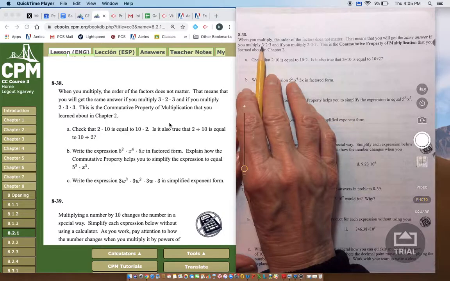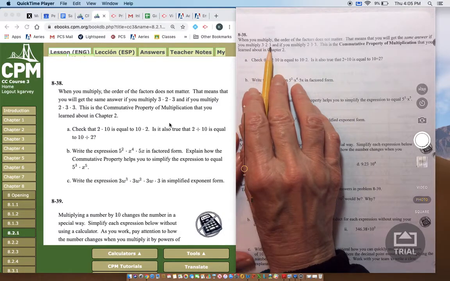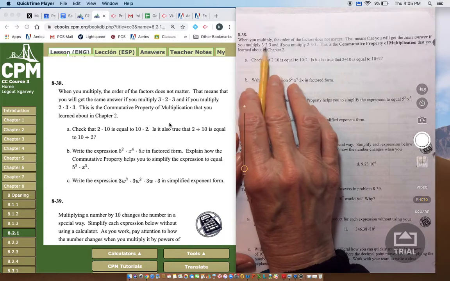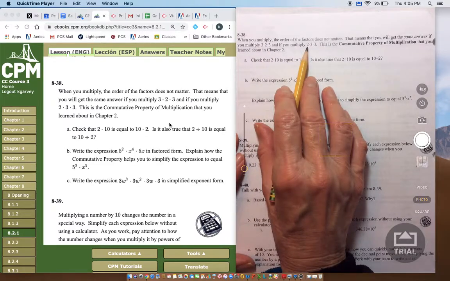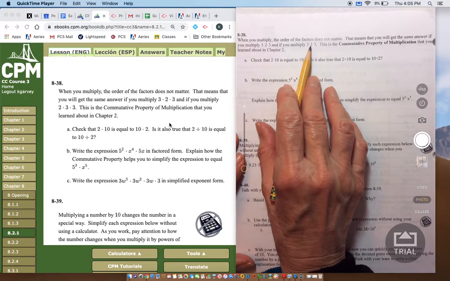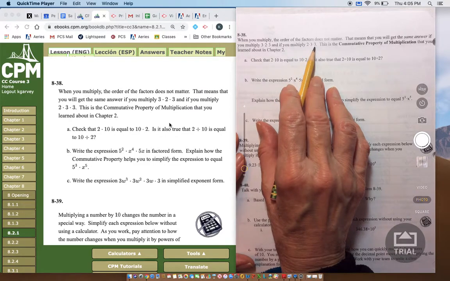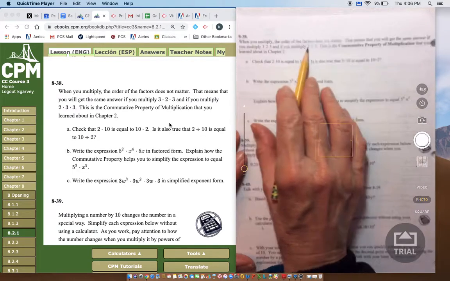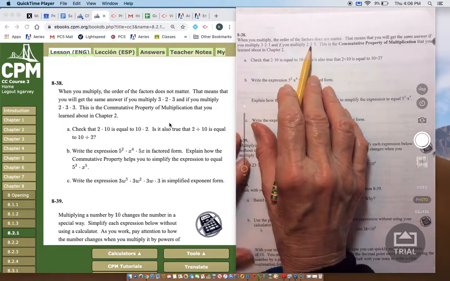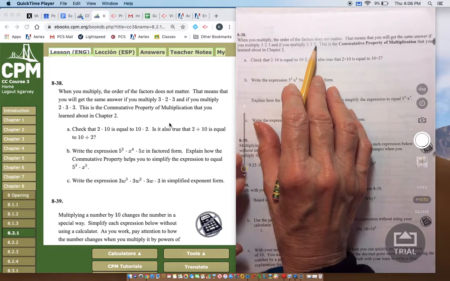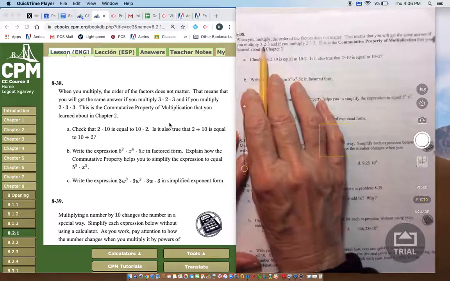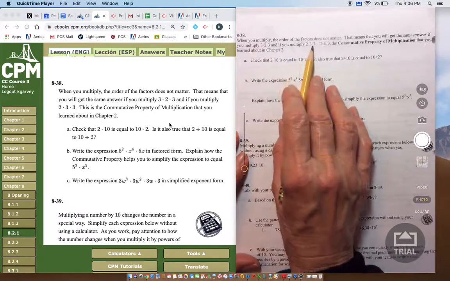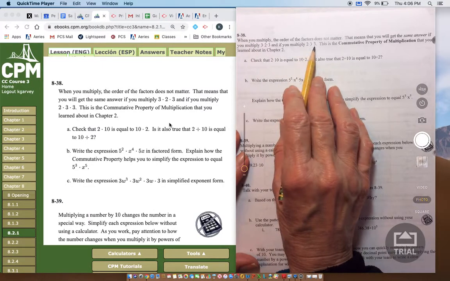So if you multiply 3 times 2 times 3, and then if you change the order of these numbers so that you're multiplying the 2 first, 2 times 3, that really doesn't matter to the end product. So 3 times 2 is 6. 6 times 3 is 18. 2 times 3 is 6. 6 times 3 is 18. So in both cases, even though the numbers are not in the same order, the end result, the product, is the same.